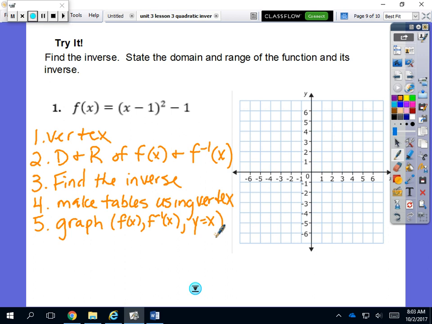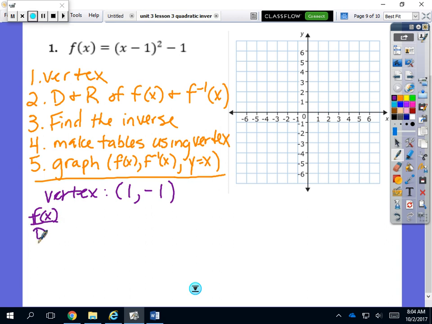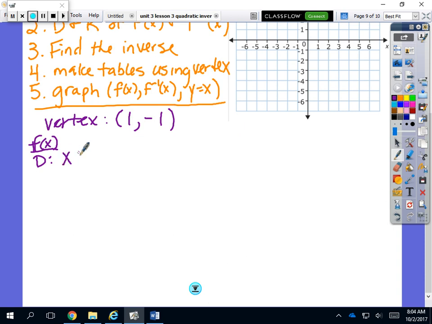Okay, so the first thing you needed to do was to find the vertex. For this function, the vertex is going to be the opposite of this number, so h is 1, and the same as this number, so k is negative 1. That helps you get your domain for f of x. The domain will start at this number, so x is greater than or equal to 1. The range starts at this number, so y is greater than or equal to negative 1.